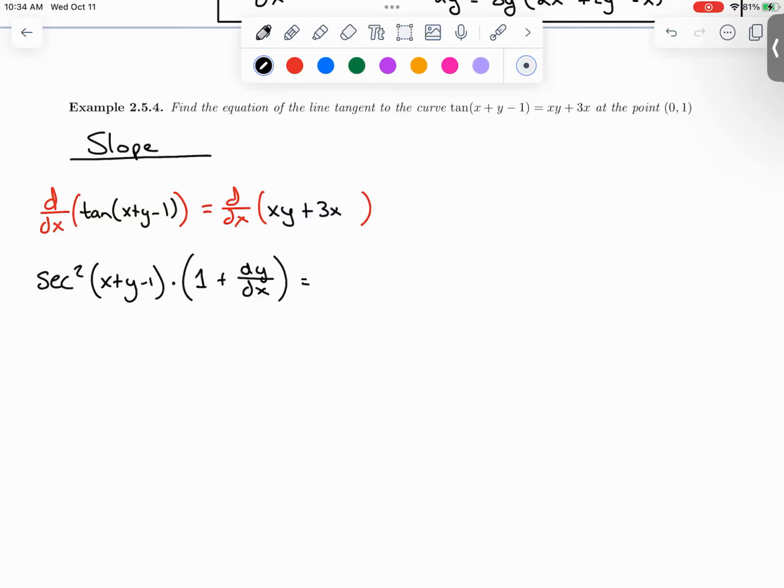of the inside. The derivative of x is 1, the derivative of y is dy/dx, and the derivative of minus 1 is 0. On the right-hand side, that's going to be a product rule for that first term, f prime g plus g prime f. So that's going to be 1 times y plus dy/dx times x, plus 3.